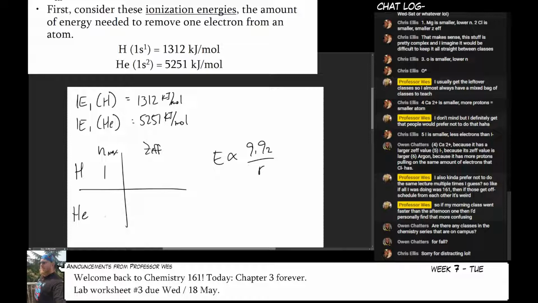So we know that for both of these, n is just 1, because we're dealing with 1s. It's only n equals 1. And if I calculate Z effective, there are no core electrons, so it's just whatever Z is. Now, if I look at this in terms of radius, we know that helium is smaller than hydrogen. So for helium, it's going to have a smaller radius. So if I do r, we'll say some number and then some smaller number.